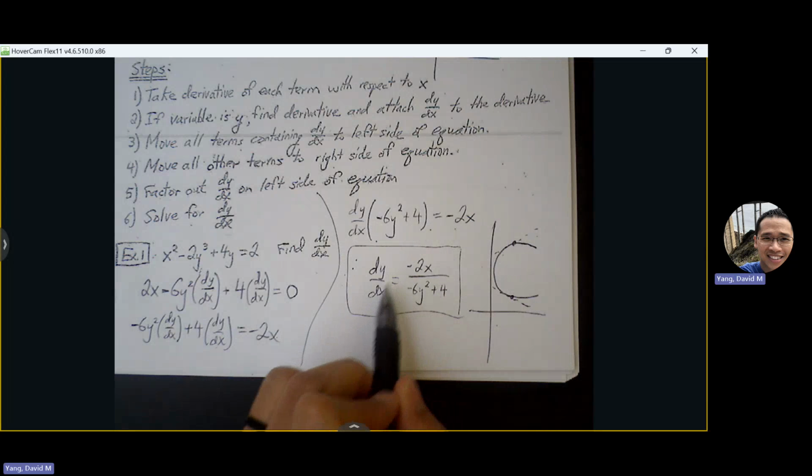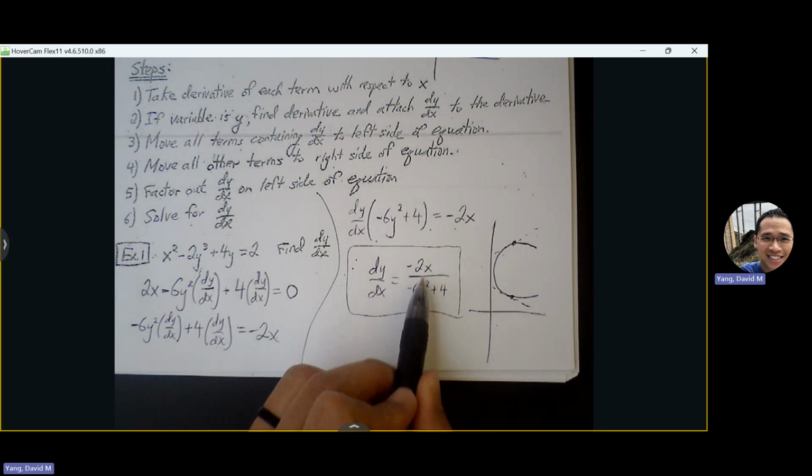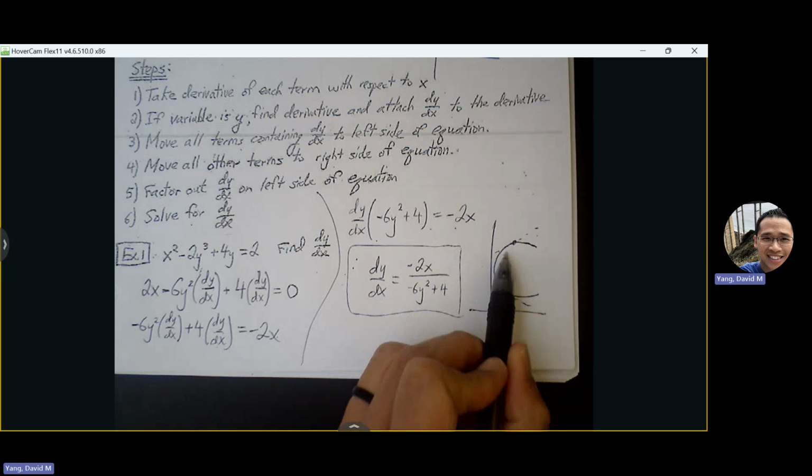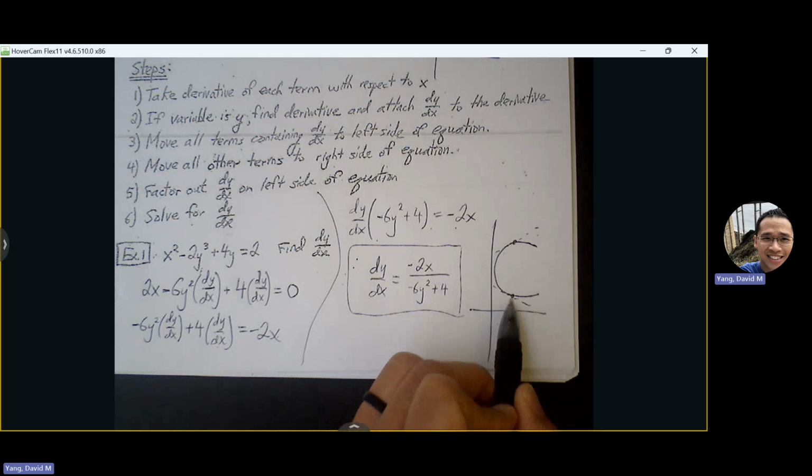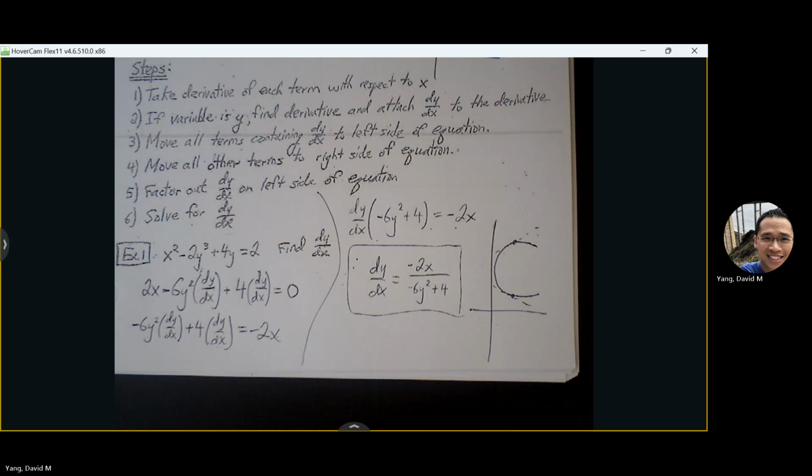So that's why the derivative looks a little different with implicit. It just needs additional information because sometimes it may not know which point you're talking about. All right, let's go to the next page, page 10.